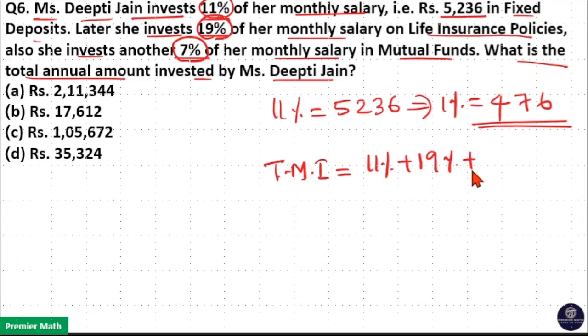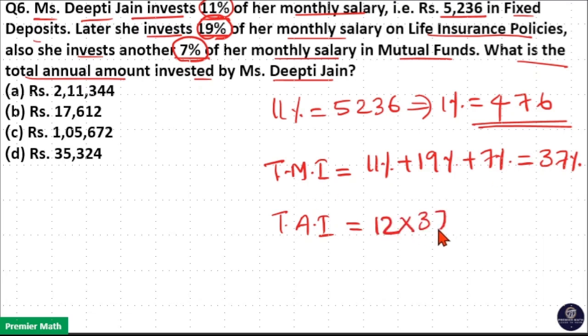which is equal to 37%. Now, total annual investment made by Deepthi is, there are 12 months in a year. So 12 into 37%. 37% means 37 into 476. Because if 1% is 476, 37% is 37 into 476.